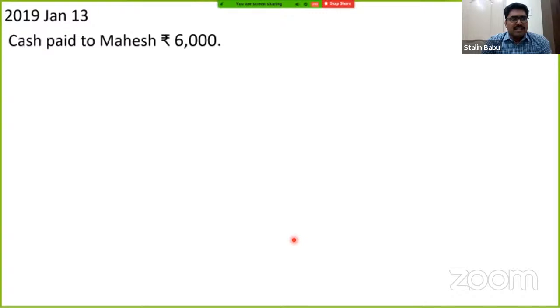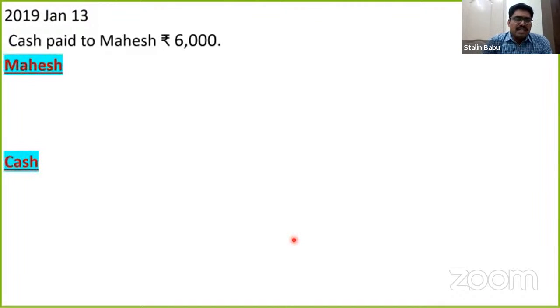2019, January 13, cash paid to Mahesh, rupees 6,000. So here we are paying cash to Mahesh. So what is happening here? We are paying cash. Who is the receiver? Mahesh. What is going out of the business? Cash. The two accounts involved here are Mahesh account and cash account.